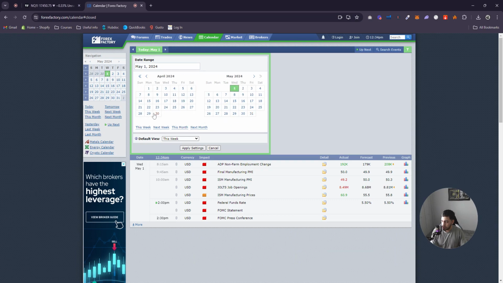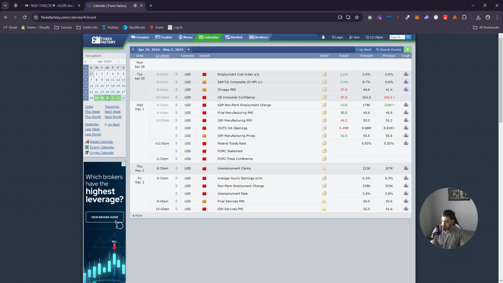So if I go from the 29th all the way to Friday the 3rd and apply settings, it gives me the whole week to look at. Monday here, there's no news. Tuesday, there's the employment cost index. To be honest, the only ones you really have to worry about, and I'm going to tell you here, are going to be these.